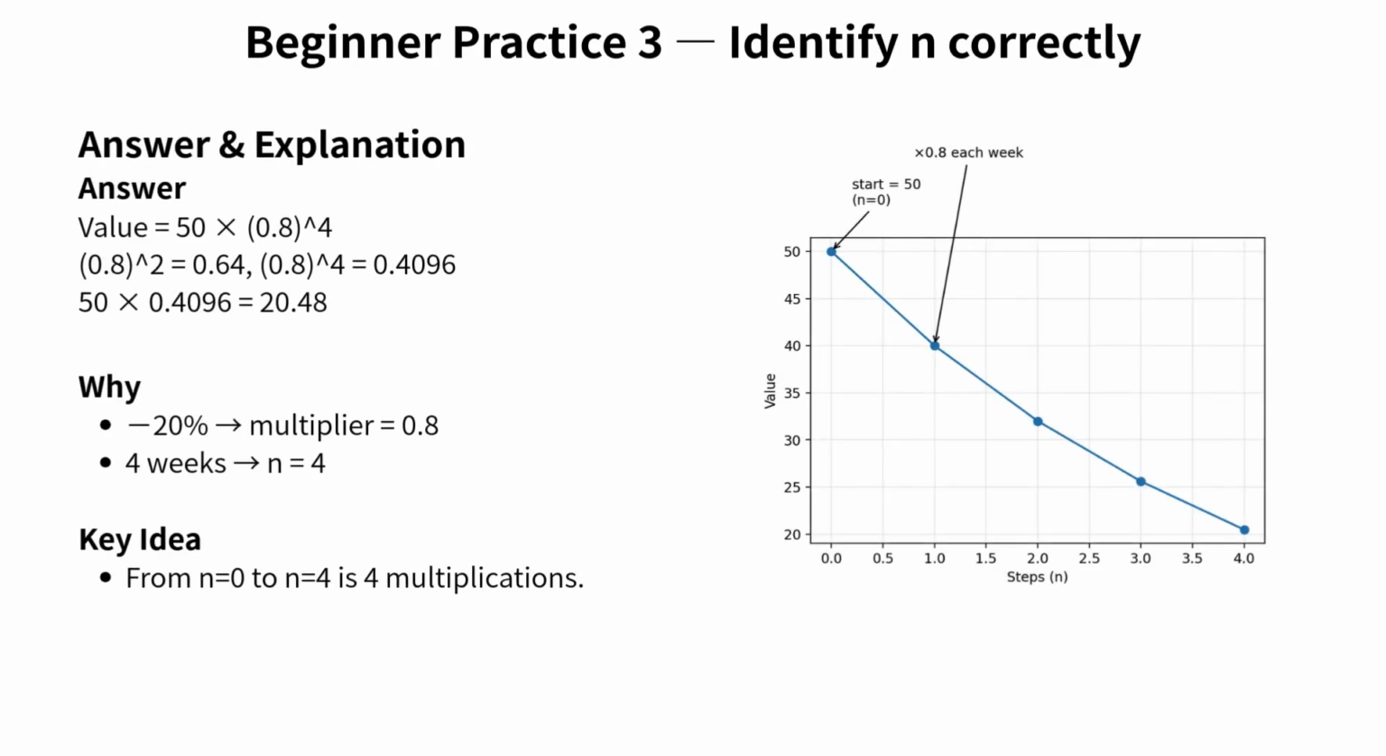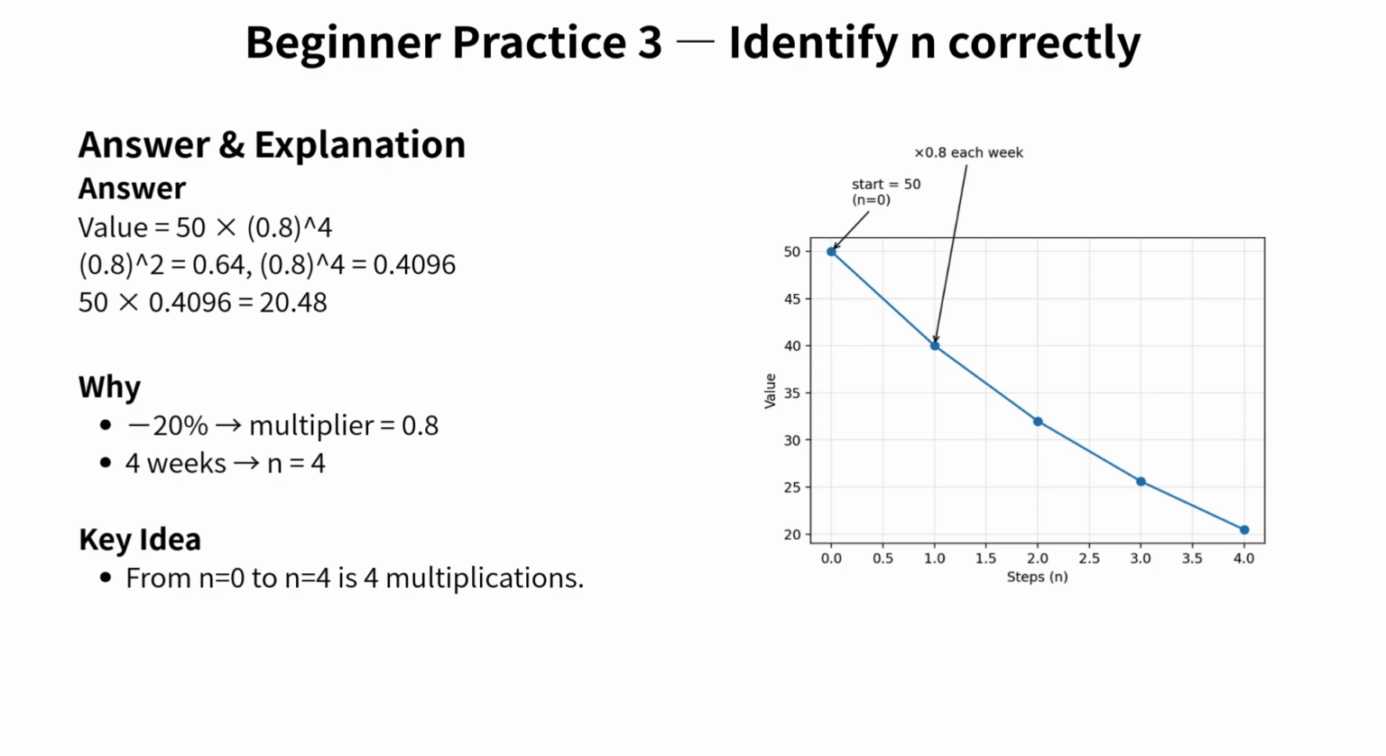Multiplier is 0.8 and n is 4. So we compute 50 times 0.8 to the fourth. A quick way is to square first. 0.8 squared is 0.64. Then square again to get the fourth power. 0.64 times 0.64 is 0.4096. Now multiply by 50. That's about 20.48. So after 4 weeks, the balance is about $20.